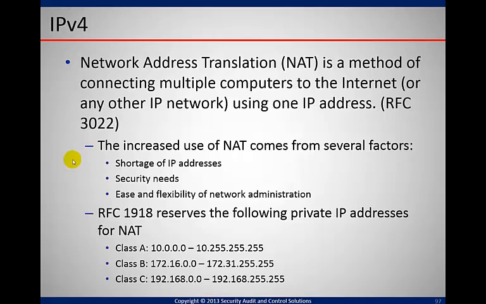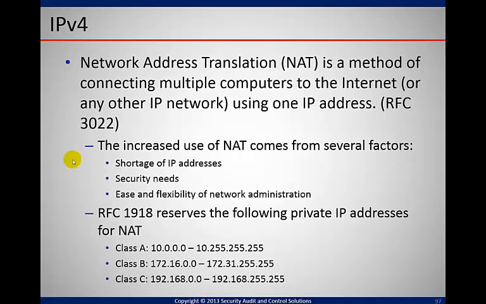Now, RFC 1918 reserves the following private IP addresses for NAT. And these include things like Class A, my 10 range, Class B, my 172.16 to 172.31 range, and Class C, 192.168 range. Now, a private address is also known in the networking terminology as a non-routable address, meaning that if it goes outside your network, it will go maybe 1 or 2 hops, and then routers will not route it further because it hasn't been configured for that.